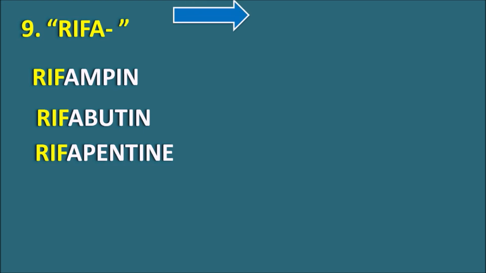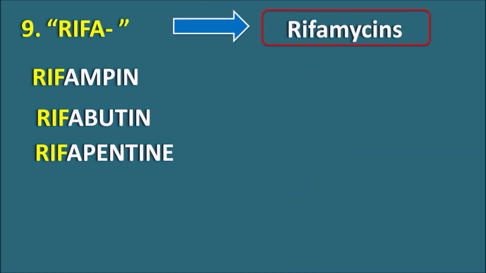Next one is the Rifa. So we have drugs like the Rifampin. The Rifampin is also known as Rifampicin. And another drug is a Rifabutin. And third is the Rifapentine. All these are having the prefix Rifa. So here Rifa indicates they are the Rifamycins.